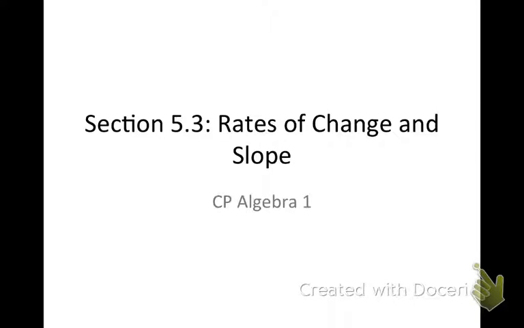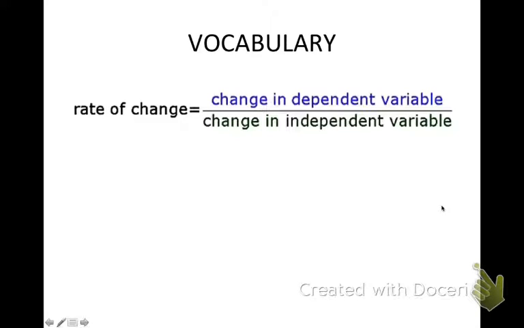5.3, rates of change and slope. What do we know about slope? Jackson's going like this. Can we also go like this? Could go like this. Go like that. Right, so we've got multiple ways to talk about slope. Sometimes slope and rate of change is kind of the same thing. In this case, we're talking about the rate of change.